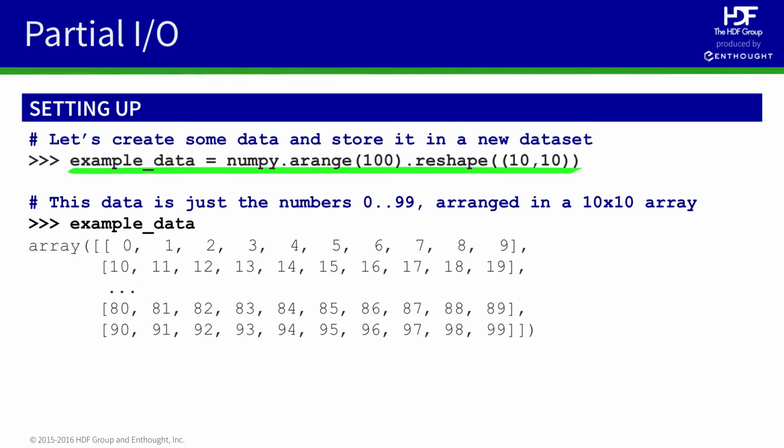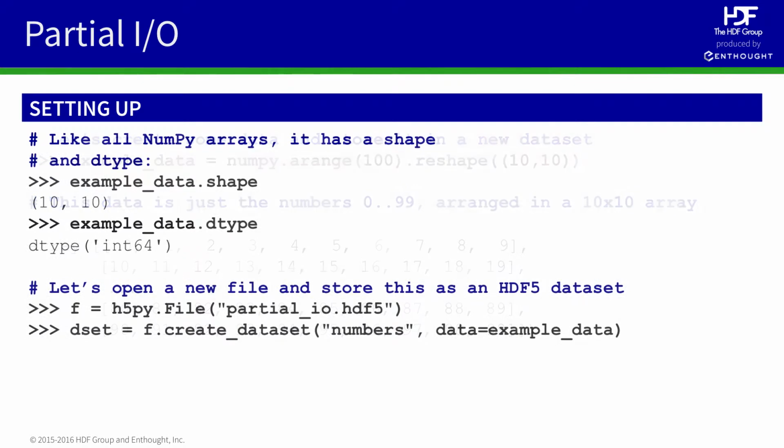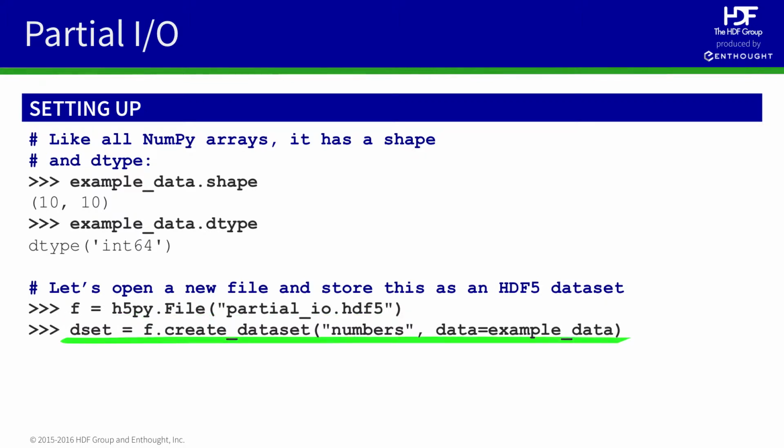First, we're going to create an example dataset using NumPy, which is simply a 10 by 10 array holding the first 100 integers from 0 to 99. Let's double check the shape and dtype of this array. We see that the array is 10 by 10 and has a data type of int64. Then let's create a new HDF5 file and create a dataset inside the file that holds this data. We use the data keyword to initialize that dataset with our array. Now we have the dataset object, dset.